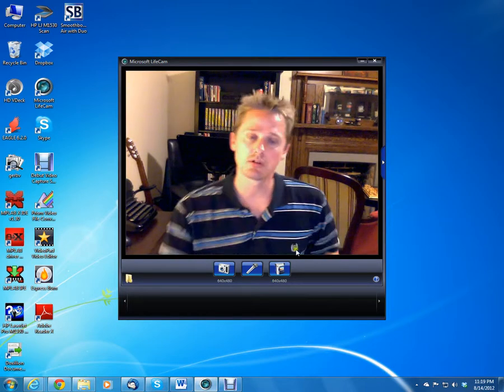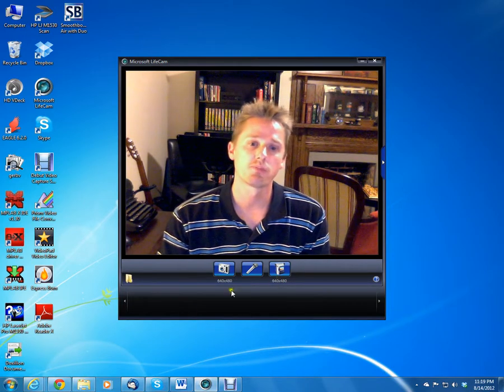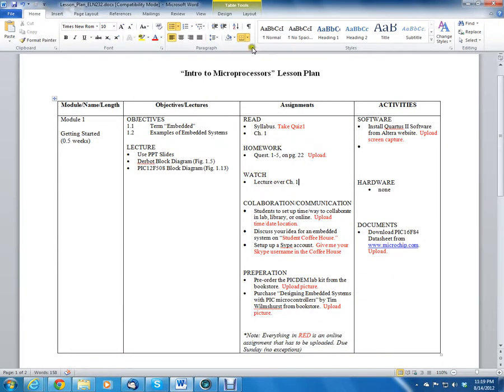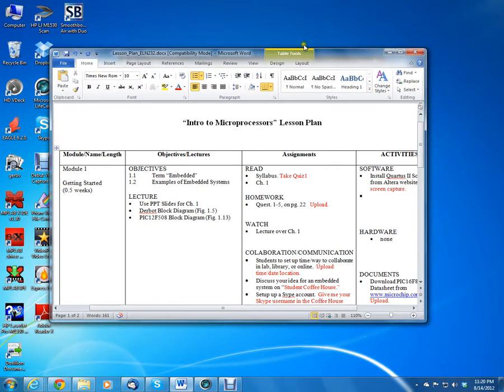So, let's go over really quickly what we're going to do this week. This week we're going to do Module 1, Getting Started. I'll have a lecture, using the PowerPoint slides for Chapter 1. One of the things we're going to talk about in the slides is the Durbach block diagram and the PIC-12F508 block diagram. That's all in Chapter 1.